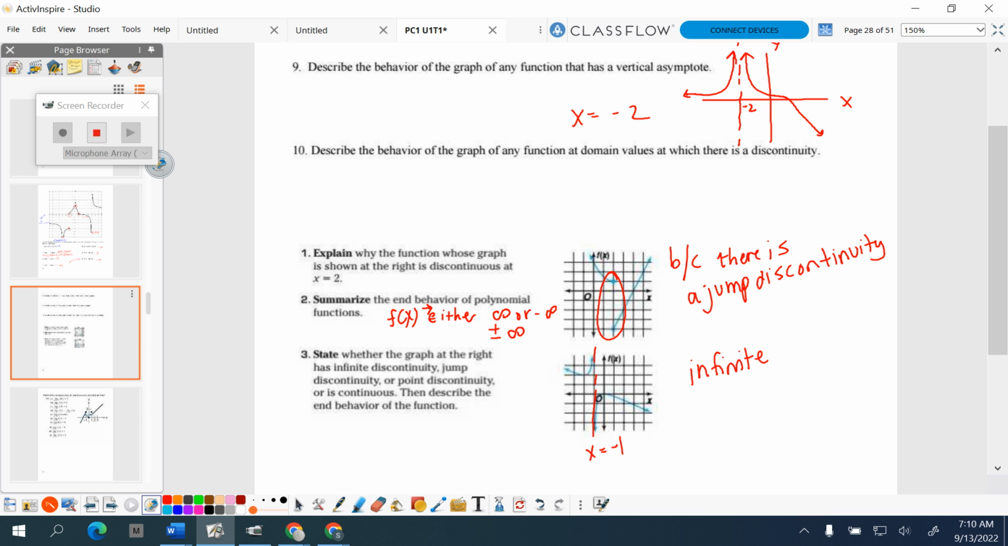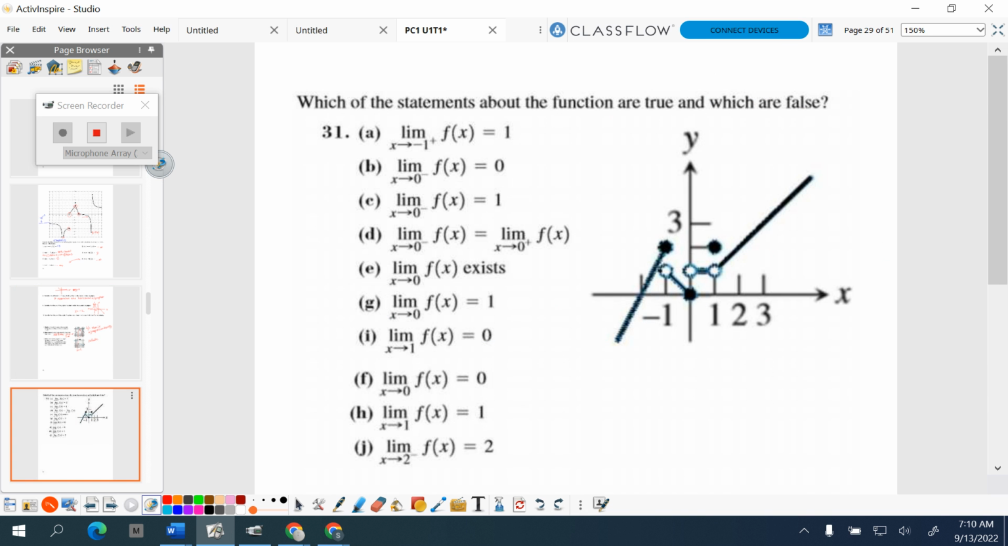Infinite discontinuity. Right here, we want to be mindful, do this work right here. I'll get you started. As we approach from the right at -1, we're going to hit a height of 1. So make sure you number these 1, 2, 3, and keep it simple. Which of the statements about the function are true? This is true. The height is 1 from the right. So these are true or false questions.